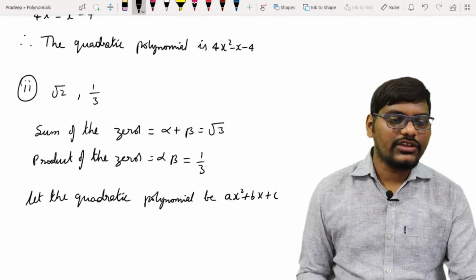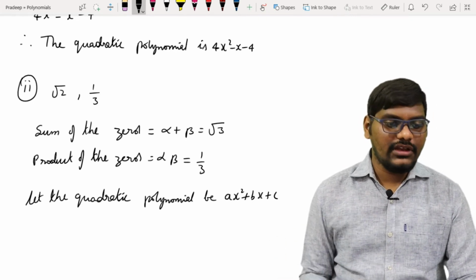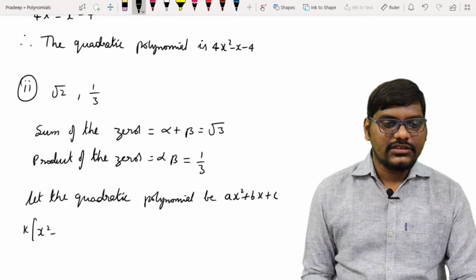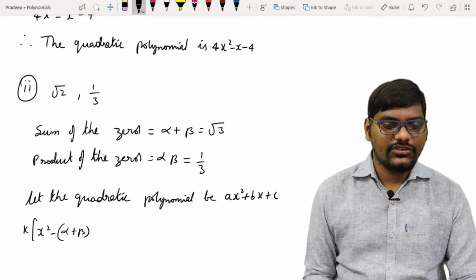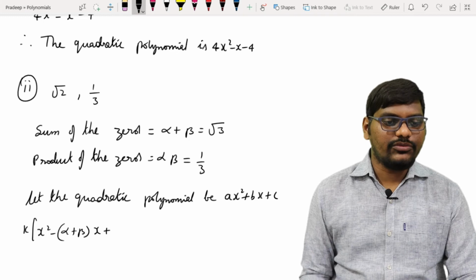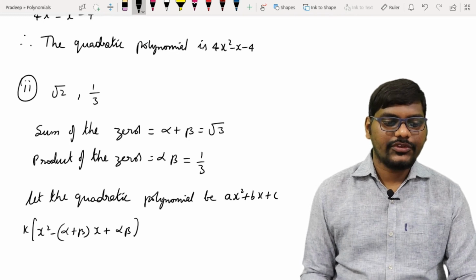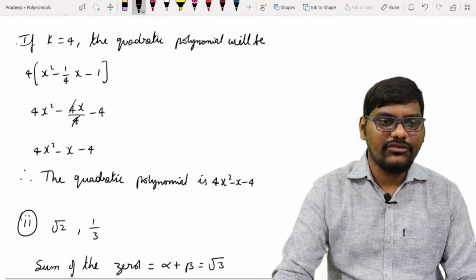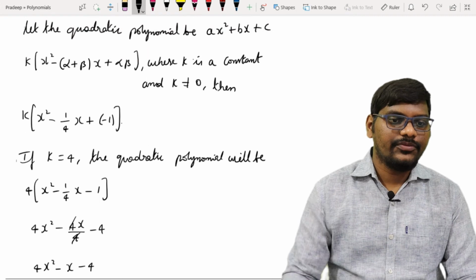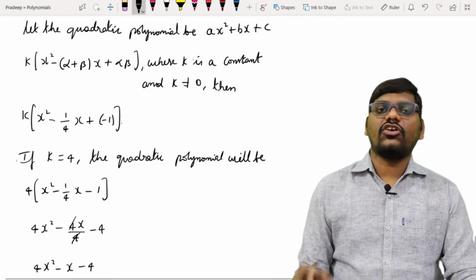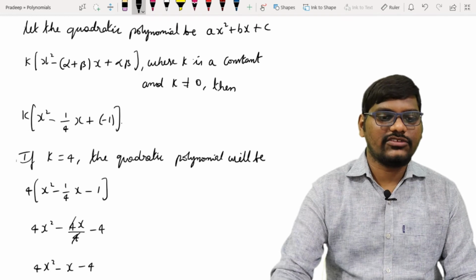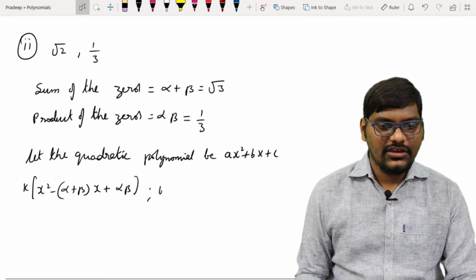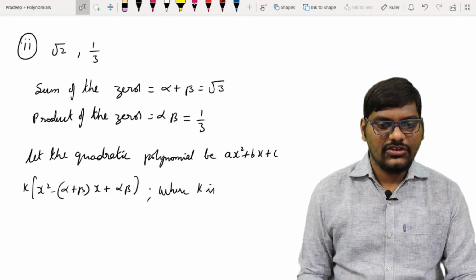Okay, so now what is the equation when sum and product were given? That I can write as k into x square minus sum, that is alpha plus beta, x plus the product, alpha beta. Okay, so this is the expression. We have taken the same thing in the previous question also, you could observe here. The k is a constant, so I'm not writing it in the next question, as you might have already understood. So here the k is already there, where k is constant.